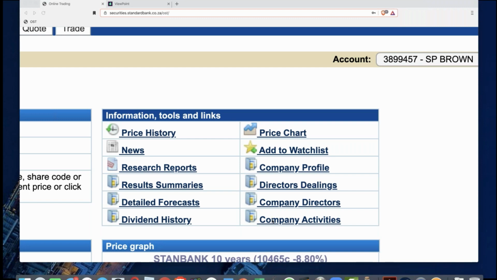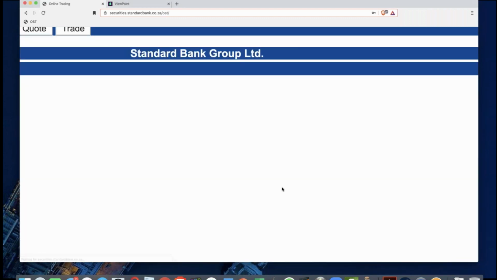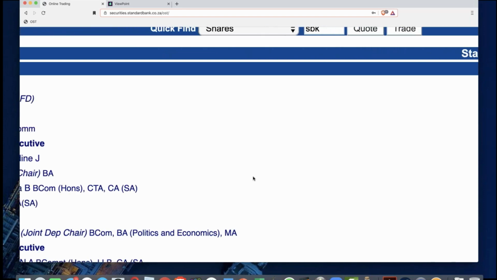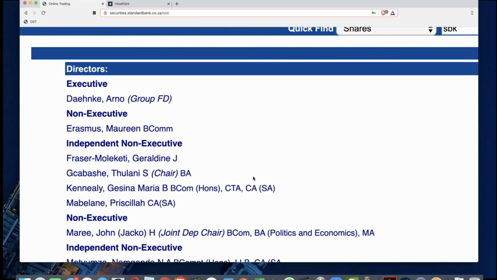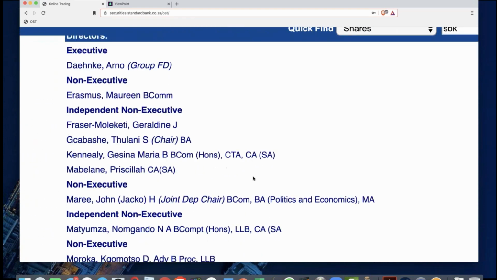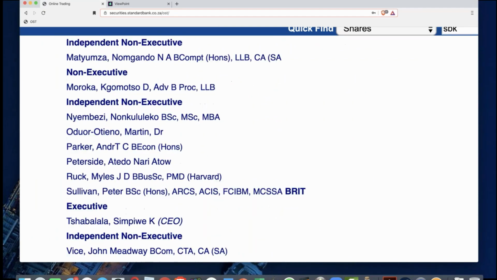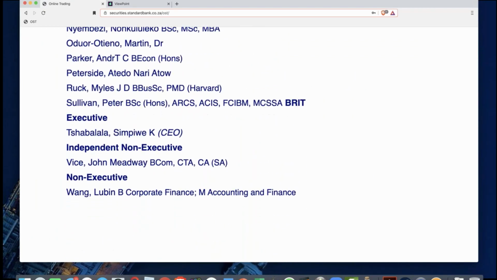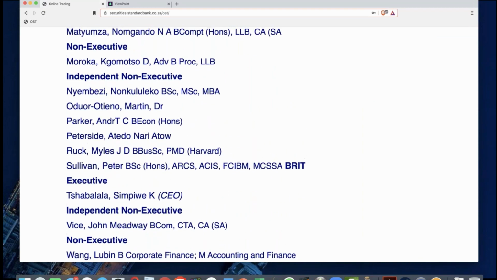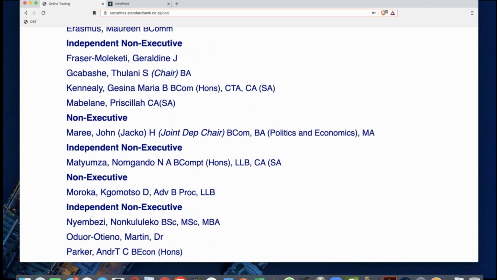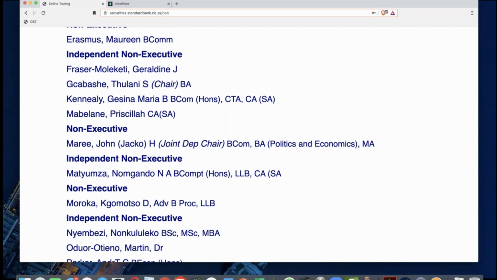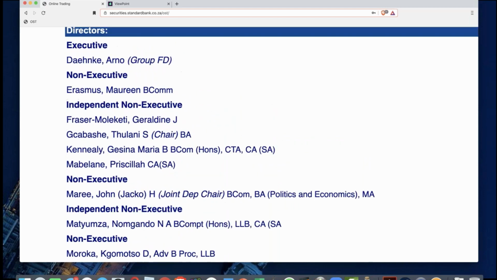Company activities just tells you who they are, what they do. Standard Bank, they're bankers. Company directors tells you who the directors of the particular company are, as well as their designation in terms of executive, independent non-executive, and so on. Also it will tell you their country of origin in some cases. Correction, it's not showing a country of origin. That comes up somewhere else.